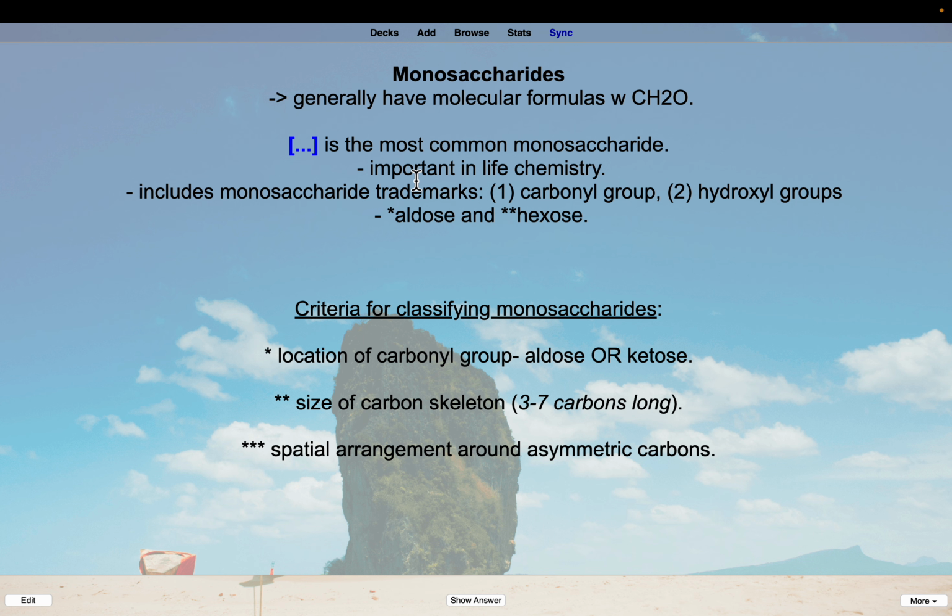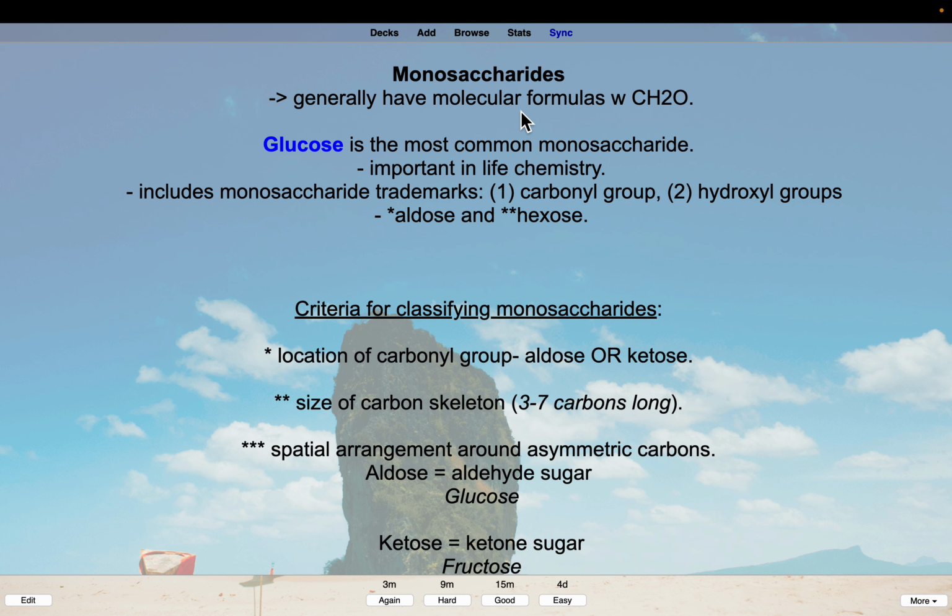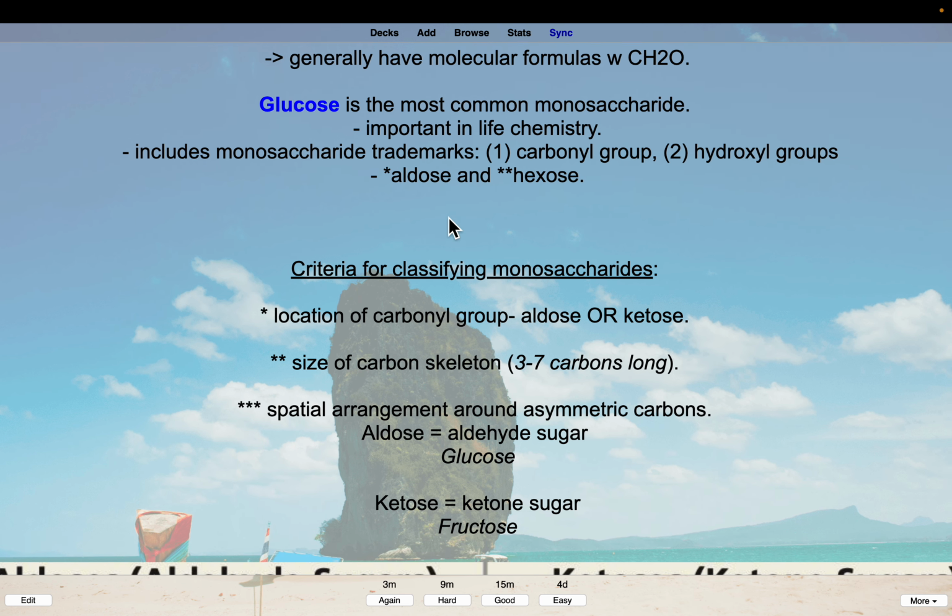And we have monosaccharides. Generally, they have molecular formulas with CH2O. Glucose is the most common monosaccharide, basically sugar. It is important in life chemistry. It includes monosaccharide trademarks. So one is carbonyl group, two hydroxyl groups, and we have aldose and hexose.